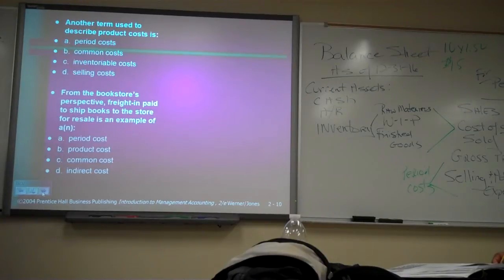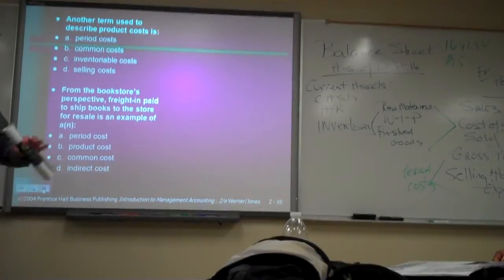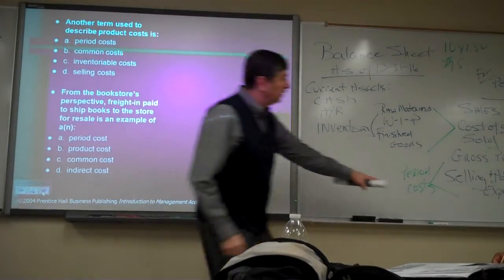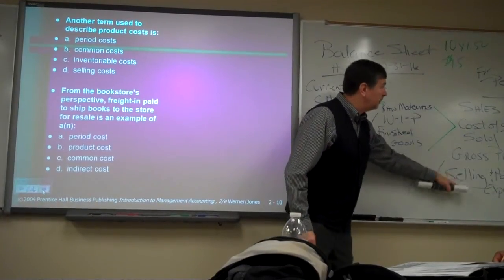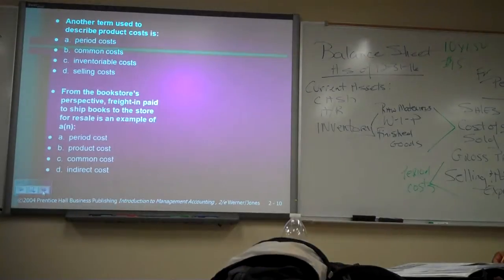Now, if we were shipping the books out to our customers, that's a selling cost. That's a period cost, because we expense that in the period that it was incurred. You're getting it?